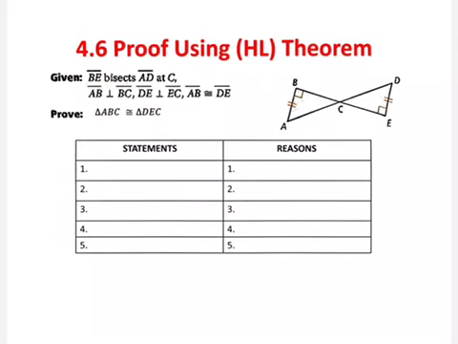For this one, we are given that BE bisects AD at C, and that AB is perpendicular to BC, DE is perpendicular to EC, and that AB is congruent to DE. All right, and we're trying to prove that these two triangles are congruent. So let's plan on using hypotenuse leg here. We're going to start off by stating our given. So BE bisects AD at C.